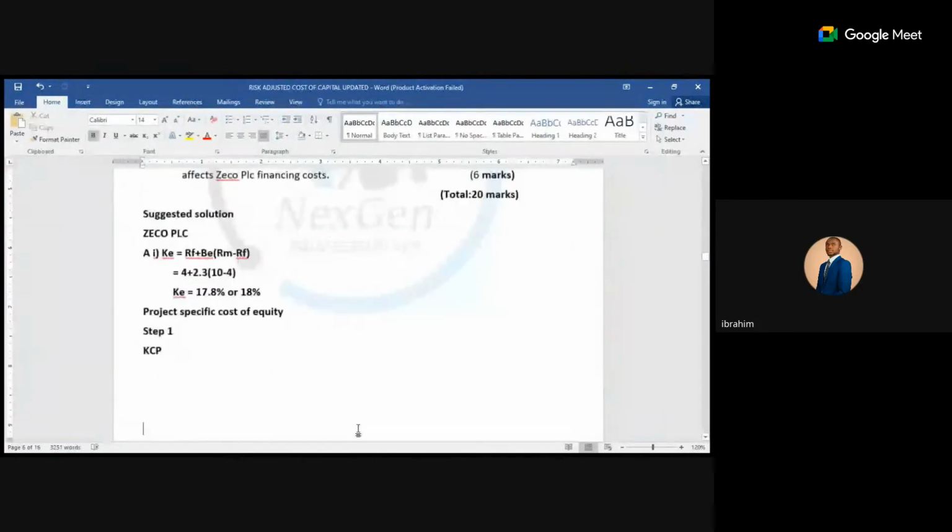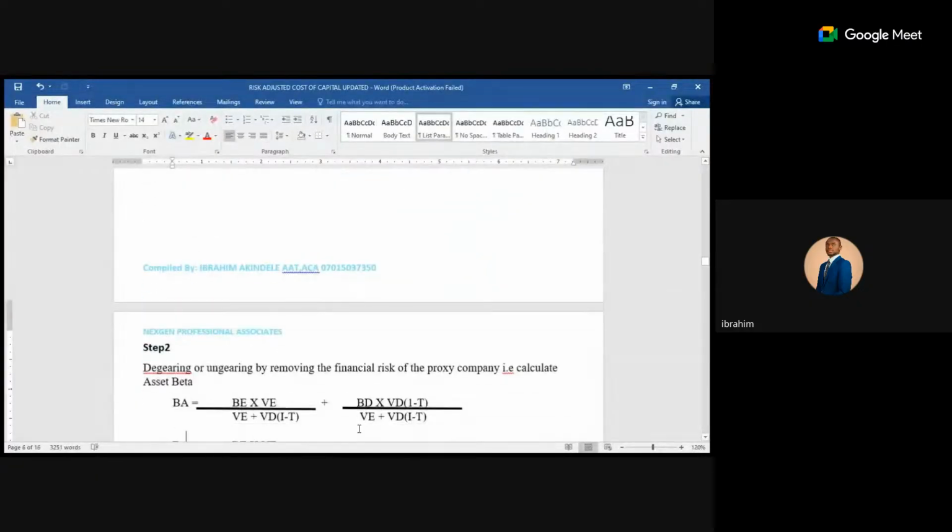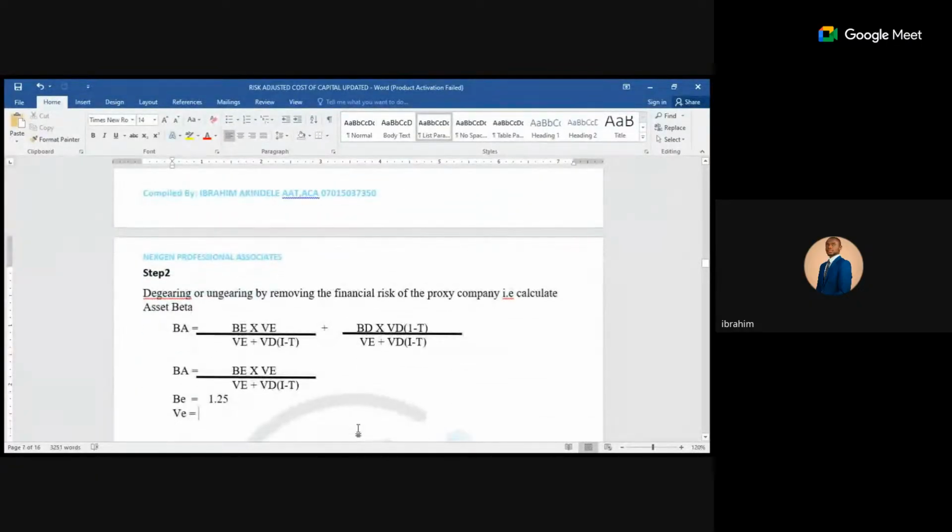Now, can you see that the value of equity is not given in percentage? So we need to calculate. So 100 million divided by the nominal value of 1 naira times the market price. What is the market price here? 2.6. 2.6 naira per share, right? Let me put it per share. So what do we have? What is the value of equity?